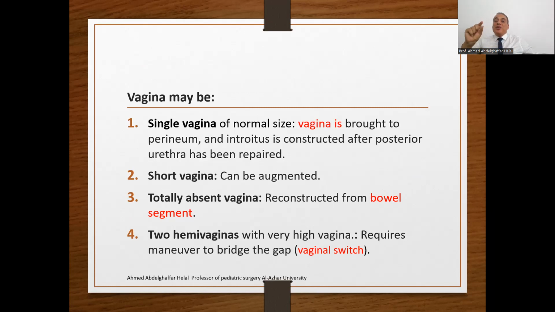Number 2, the vagina may be short, very high, and need to be augmented. Number 3, there may be a totally absent vagina, needing to be replaced or reconstructed from a bowel segment. Number 4, we may have 2 hemivaginas with a very high vagina. This requires a maneuver to bridge the gap called vaginal switch, and we will discuss it. So the vaginal situation in a case of long common channel may be 4 options.